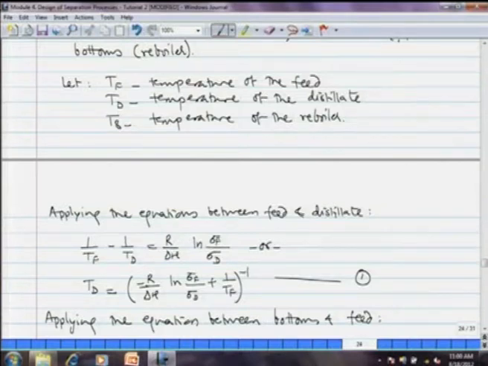So, when we apply the relation between feed and distillate, we get 1 by Tf minus 1 by Td equal to R by delta H into ln sigma F by sigma D. Now, if you reorganize this equation in terms of Td, because we are interested in the temperature of the distillate, then you get Td equals minus R by delta H into ln sigma F by sigma D plus 1 by Tf, raised to minus 1. So, this is the first expression that we have, the expression for the temperature of the distillate.